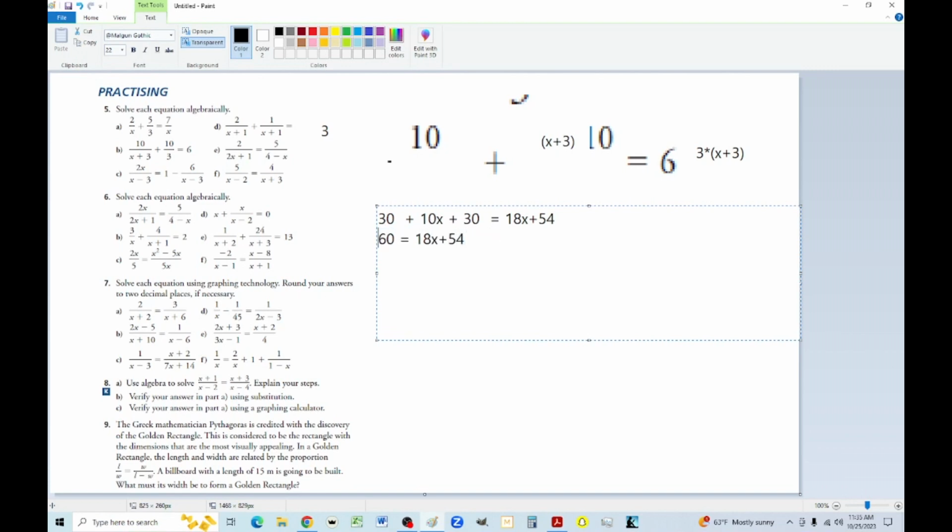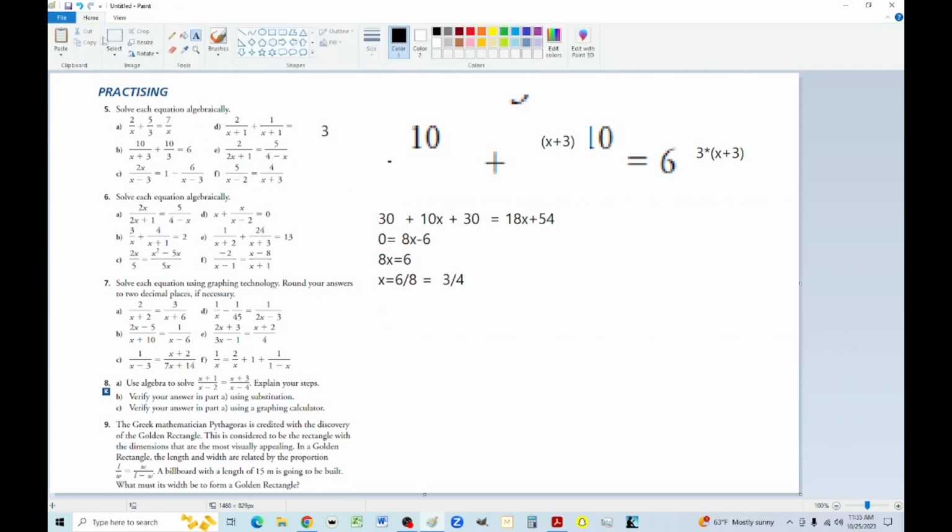So I'm going to subtract 10x from both sides, and I'm going to subtract 60 from both sides. And I get that 8x is equal to 6, or x is equal to 6 divided by 8, which is equal to 3 over 4. Then you plug it back into your original equation to prove it.